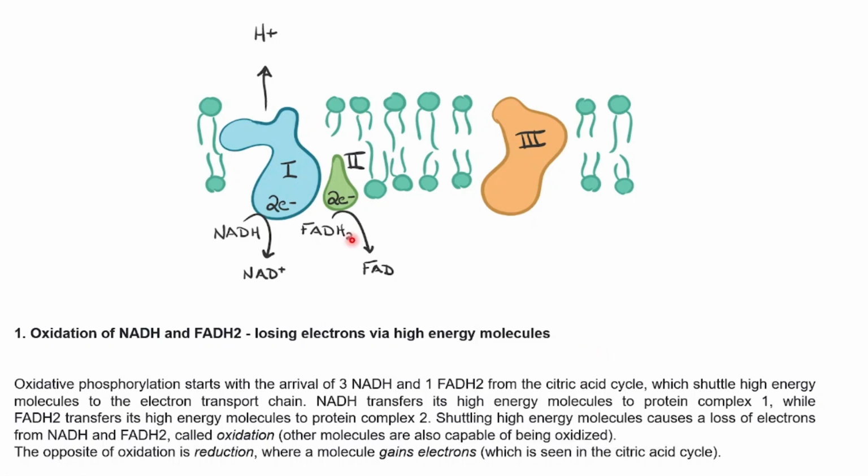And then shuttling high energy molecules causes the loss of electrons from NADH and FADH2, leading to the formation of NAD plus and FAD. This process is called oxidation. The opposite of oxidation is reduction, where a molecule gains electrons, and that happens in the citric acid cycle. So you can see FADH2 interacts with complex 2, and NADH transfers electron high energy molecules to complex 1 in the first step.